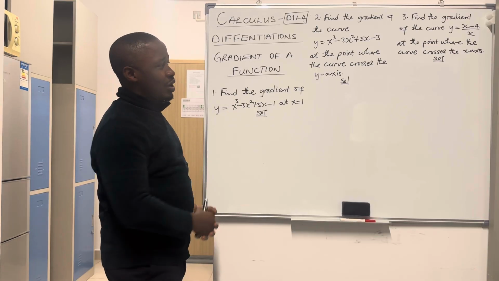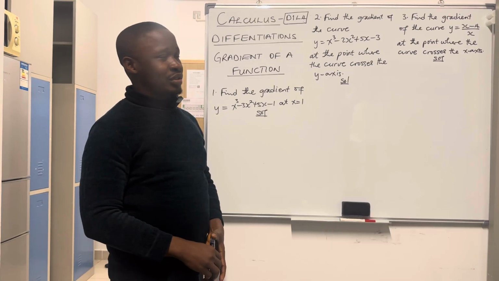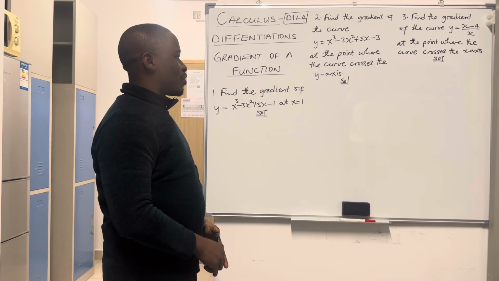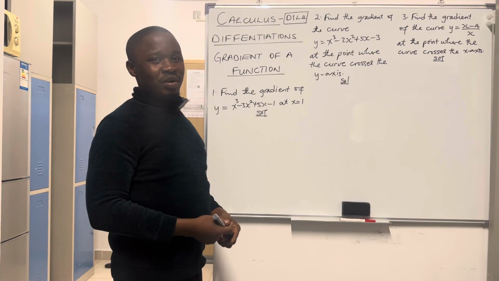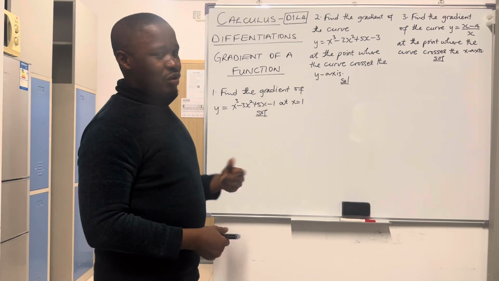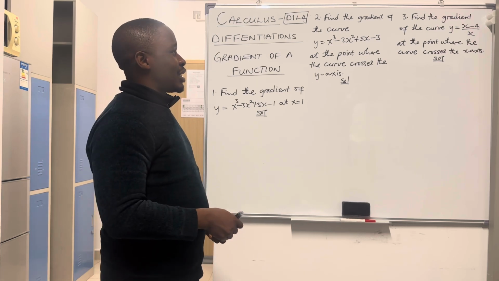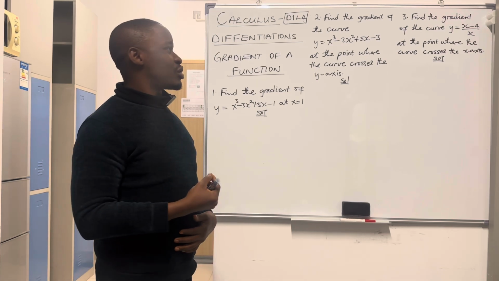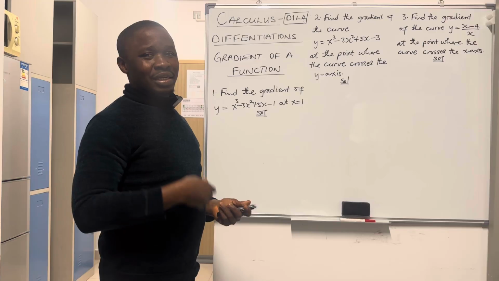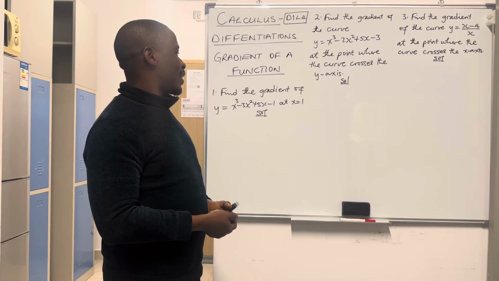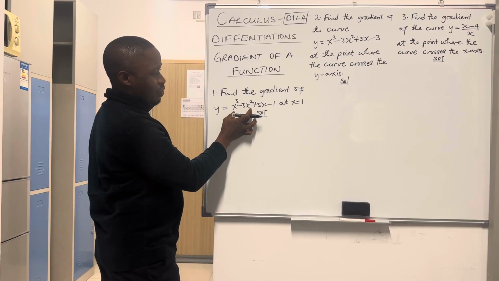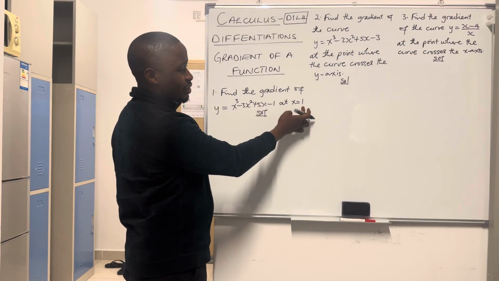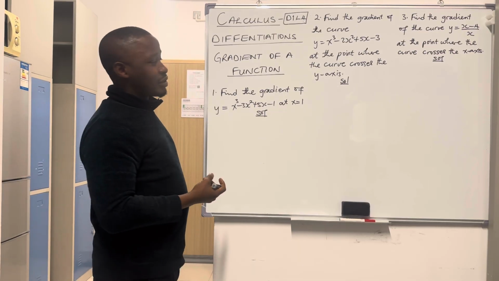Alright, so we want to look at the gradient of a function. In summary, to find the gradient of a function simply means to differentiate the function once. The first derivative of the function is what we refer to as the gradient of that function. Okay, now I want to find the gradient of this function at this point, x equal to 1.